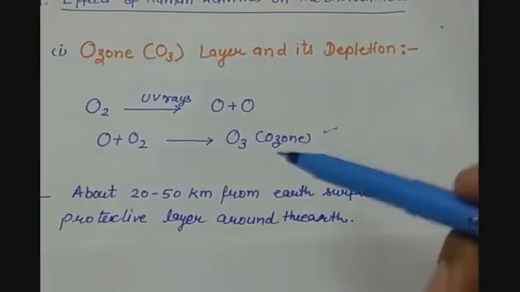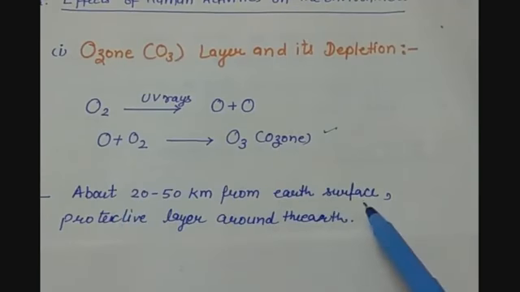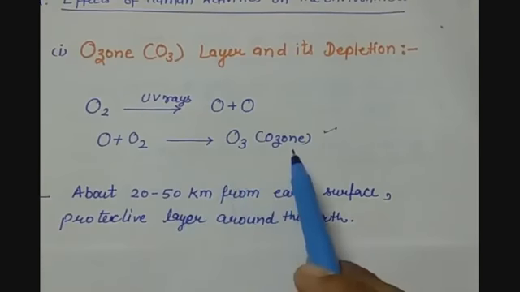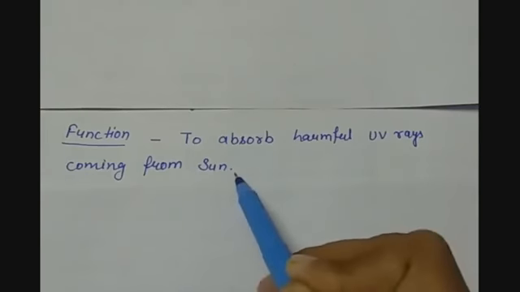Then what is the ozone layer? About 20 to 50 kilometers from the Earth's surface, there is a protective layer formed by O3 molecules around the Earth. That layer of O3 molecules is called the ozone layer. This ozone layer is very important for the existence of humans as well as all other living organisms on the Earth's surface, as it absorbs the harmful ultraviolet rays coming from the sun.